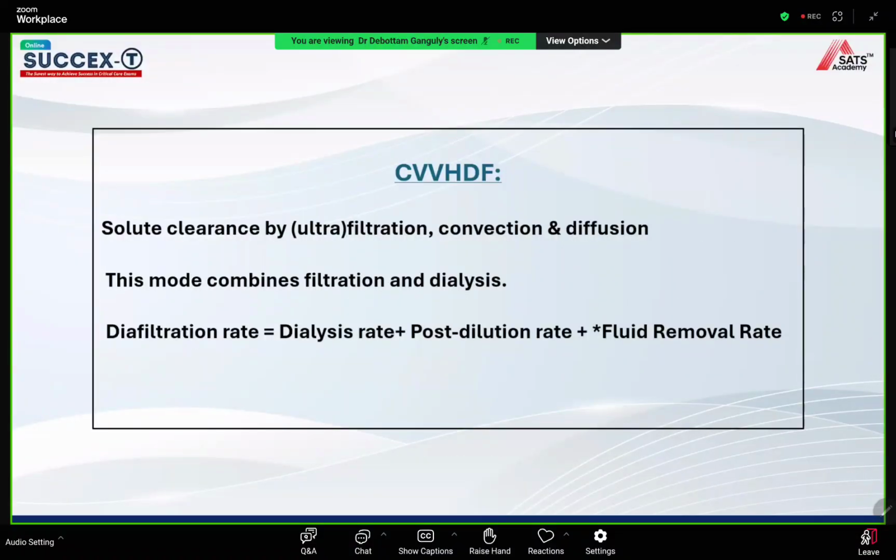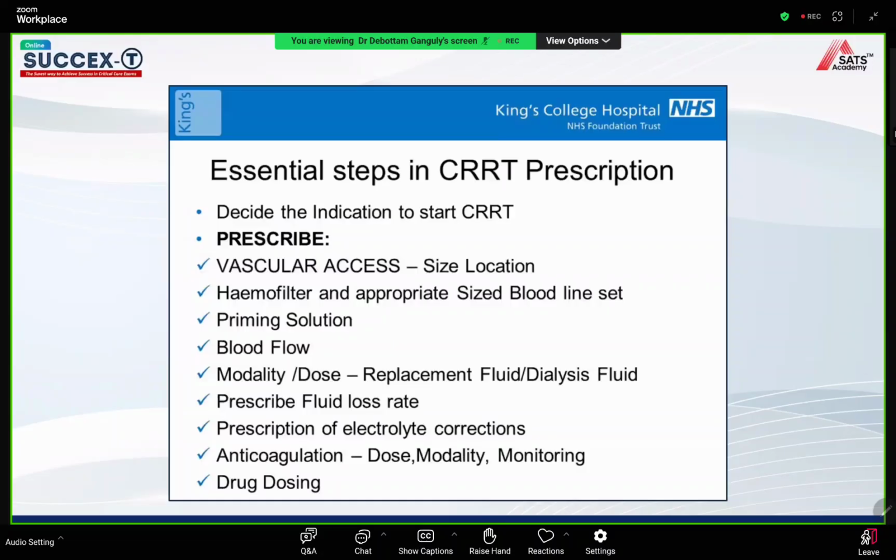And CVVHDF, so both ultrafiltration, convection, and diffusion. This is more usually used for CRRT purposes, and it contains everything as I told: both dialysis fluid, replacement fluid, and the normal toxin clearance.